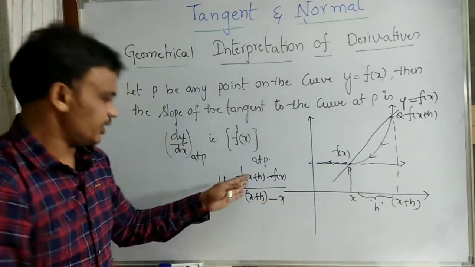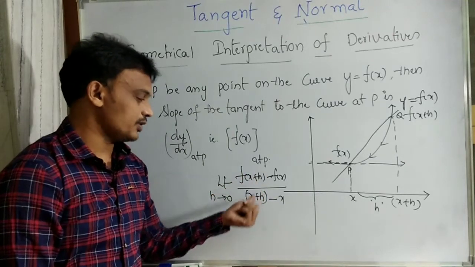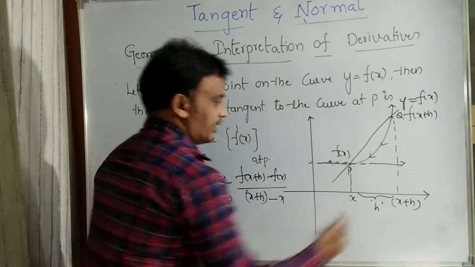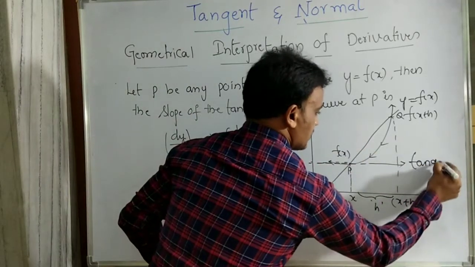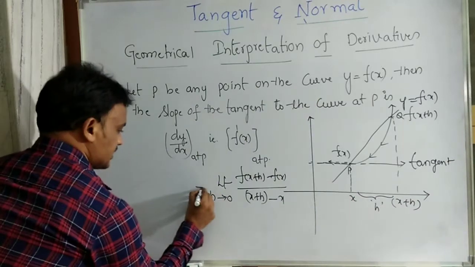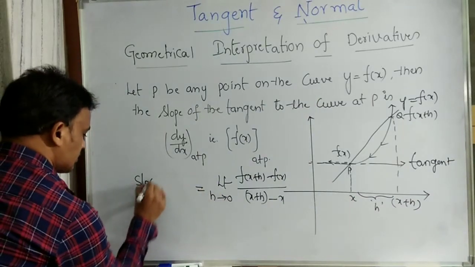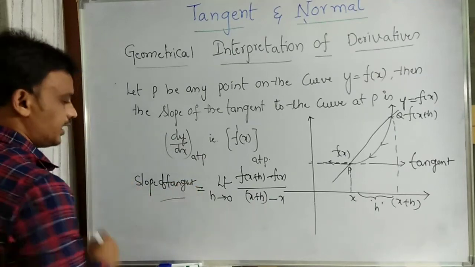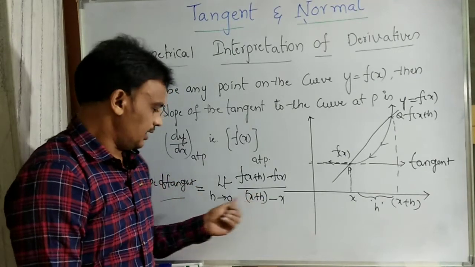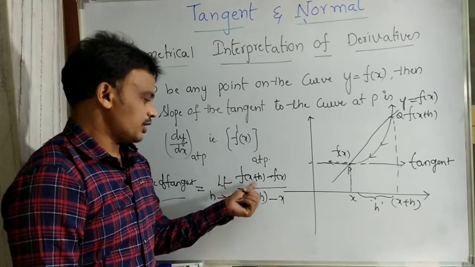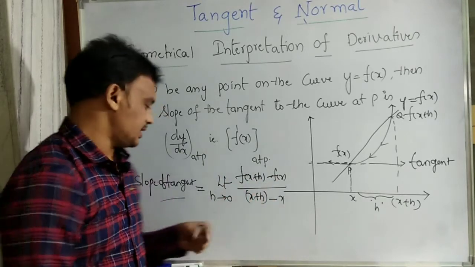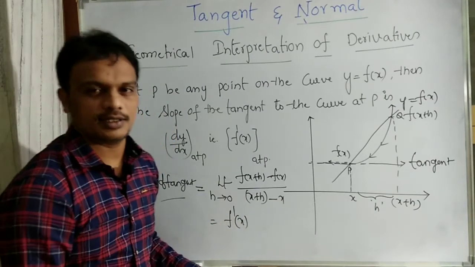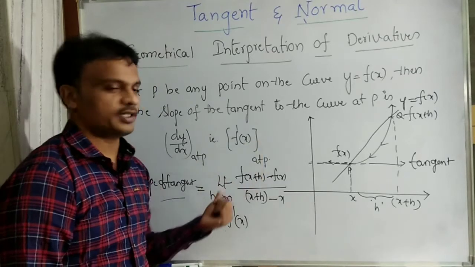So actually, the difference in y coordinates to the difference in x coordinates is nothing but the slope of a line. Particularly, this line is the tangent. That means I can say this is called the slope of the tangent. And already we know this one. Limit h tends to 0, f of x plus h minus f of x by h is nothing but f dash of x. Am I right or not? f dash of x, which is called the derivative of the function.